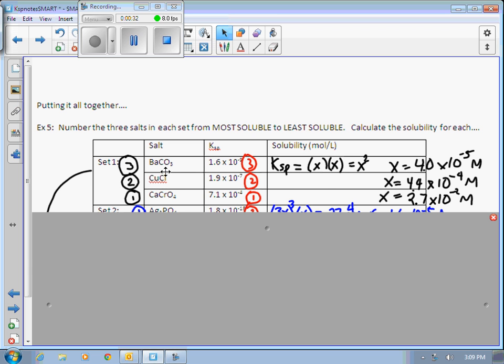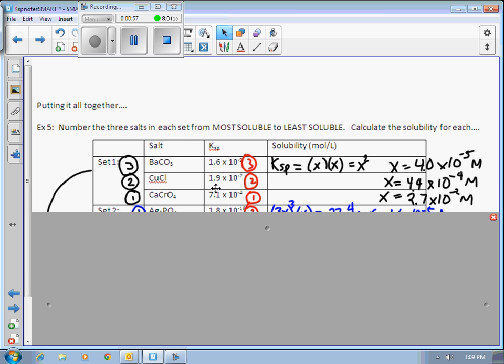So for the first set, they have something in common. There's one cation and one anion, all in a 1-to-1 ratio, so their Ksp expression can be represented the same way, as x squared. So when you solve for x, you see this relationship. The most soluble salt of the first 3 is the bottom one, the calcium chromate, and then the copper chloride, and then the barium carbonate.